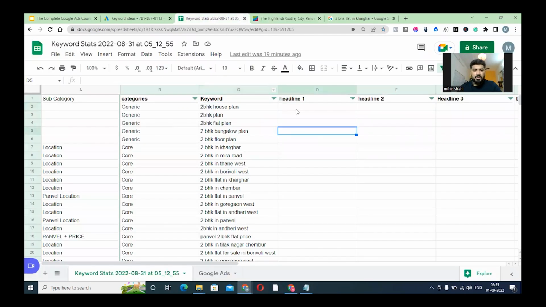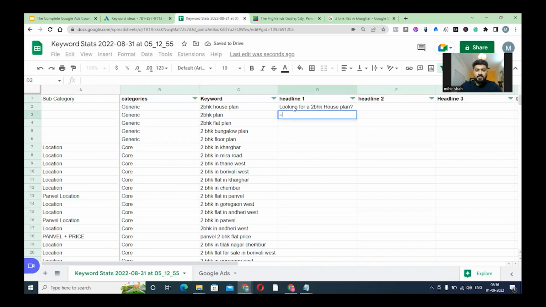So in this case, whenever you are running an ad, the first headline has to always be a keyword. That's the best practice. In this case, the keyword is 2 BHK house plan, right? What you can do is make this a little interactive. So I can write, looking for a 2 BHK plan.